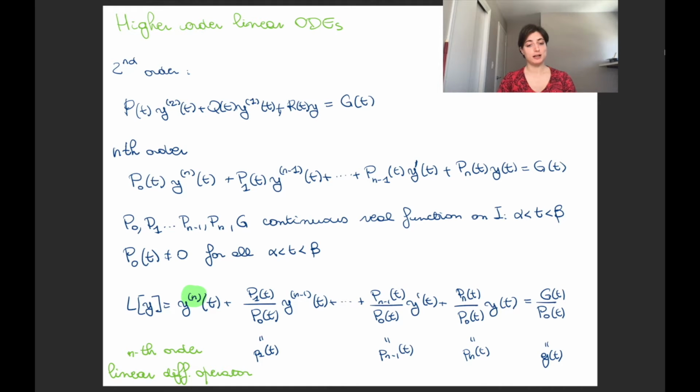And as we have done previously, we can write the nth order linear differential operator. This has the form, as we expect, the nth derivative of y plus p1 divided by p0 and the n minus 1th derivative of y plus all the other derivatives. We have just divided the previous formula by p0, and we call this a linear differential operator because we interpret it as taking as input y and spitting out a new function. And we want that new function to be equal to g divided by p0.